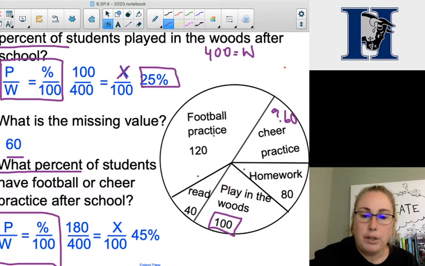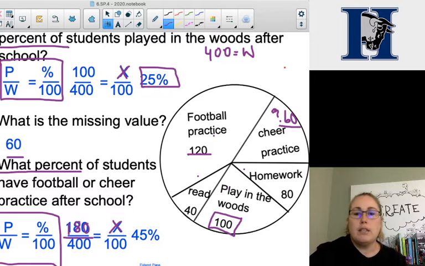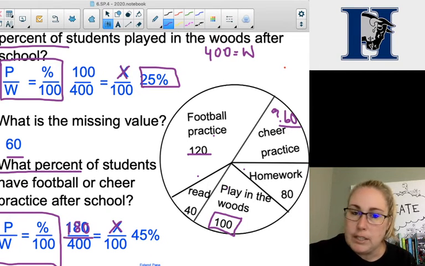All right. So what is the part? We are looking for the number of students playing football or cheer. So football is 120 and cheer is 60. So we have 180 students that represent the two sections of football and cheer. We know that the whole number, the total number is 400. We want to know what the percent is, and that goes over 100. So once you have this set up, cross multiply, isolate your variable, solve for x, all that good stuff, and you will get 45%.